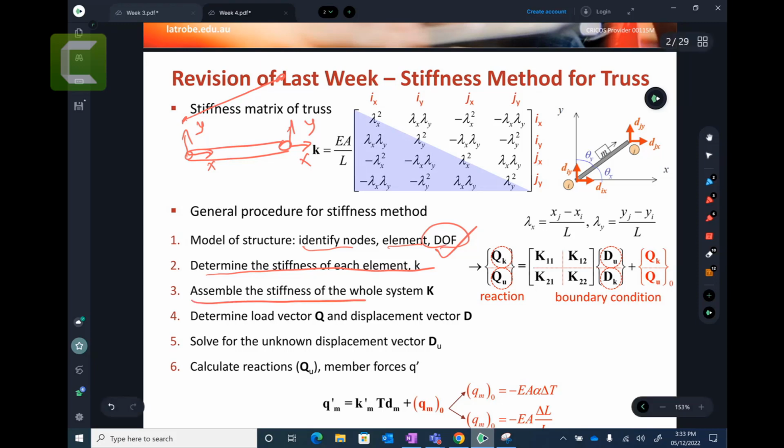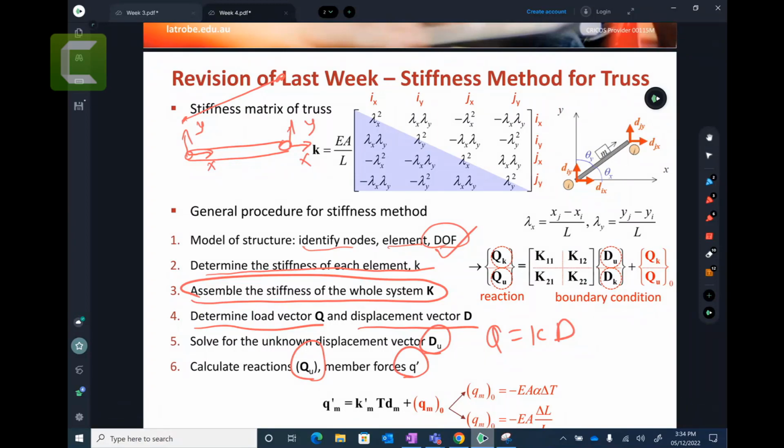Then we assemble the stiffness matrix for the whole, capital K. So if you have a total of 8 degrees of freedom, you will get a K 8 by 8 matrix. If you have 12 total degrees of freedom, you will get a 12 by 12 matrix. It's a big matrix. And then we get the load vectors, force vectors, and you will get the displacement vectors. We use the Q equals KD relationship. From that relationship, we solve for D, and then we solve the reaction forces and internal member forces. We also take the benefit of representing whether the internal axial force is tensile or compressive.